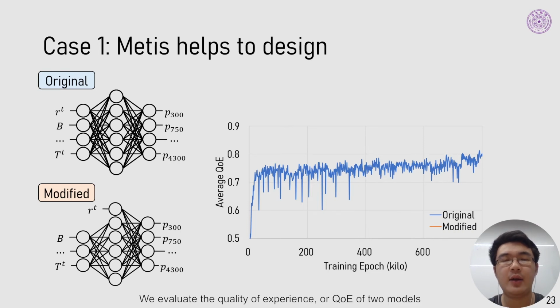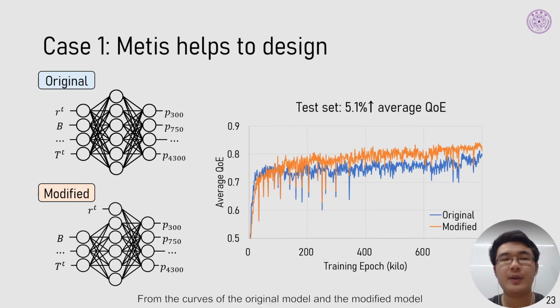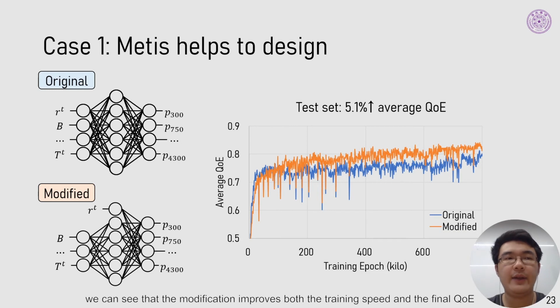We evaluate the quality of experience, or QoE, of 2 models. From the curves of the original model and the modified model, we can see that the modification improves both the training speed and the final QoE.